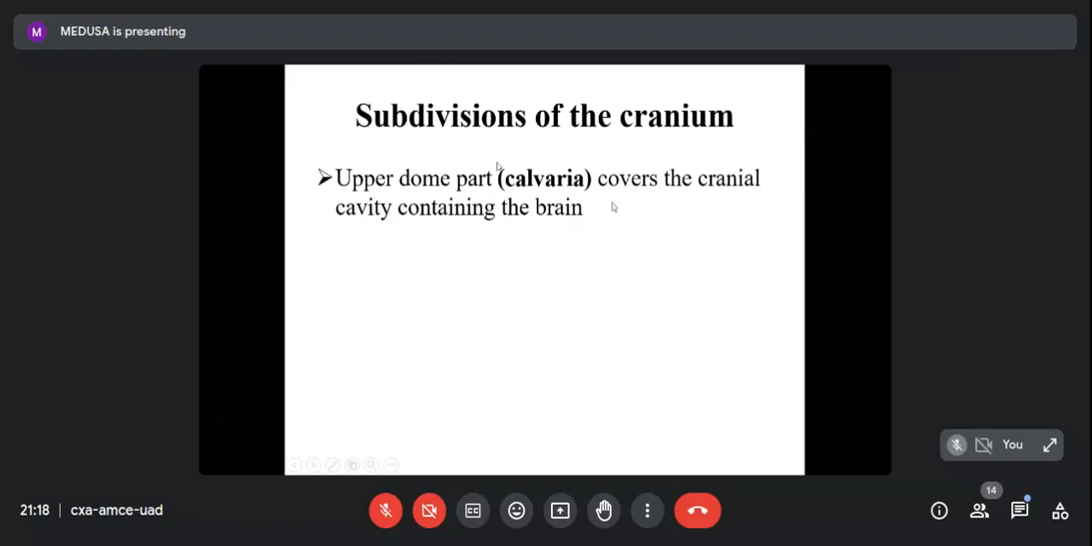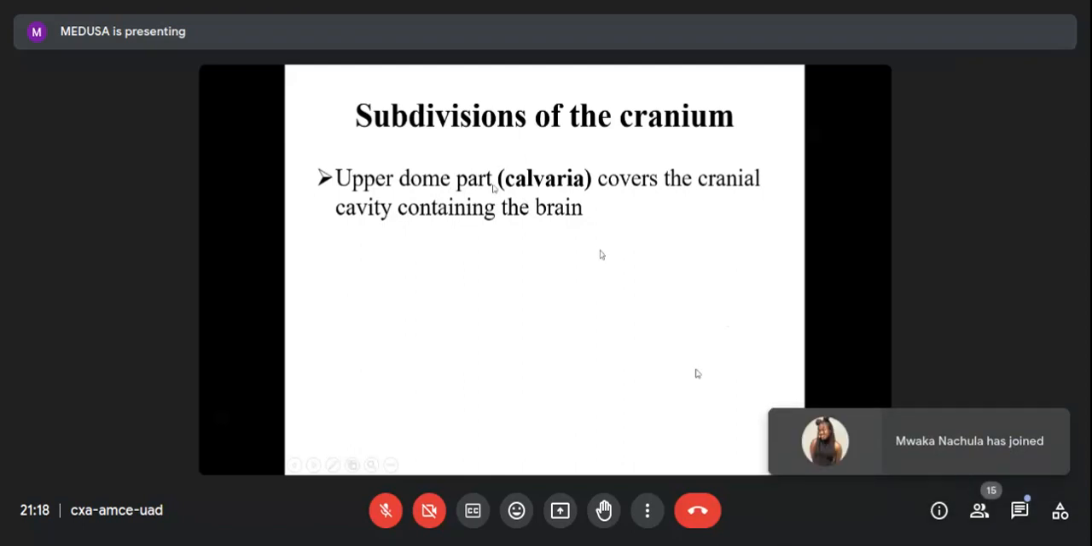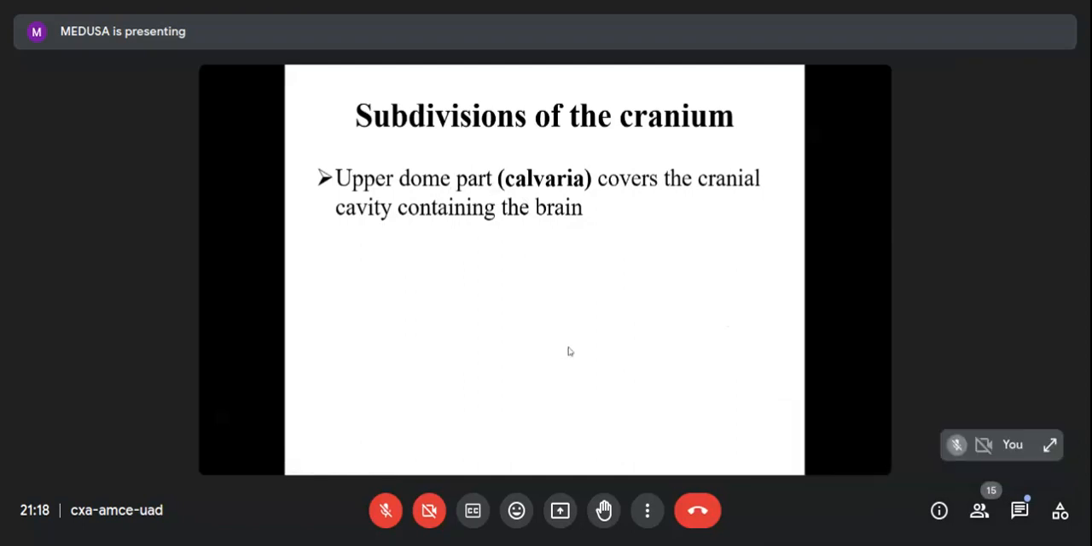So we have the upper part, or upper dome, called the calvaria, and this covers the cranial cavity, which contains the brain. That needs to be known to us, and also the base. The base is what is important in the head and neck, because most of the more important structures come through the base.